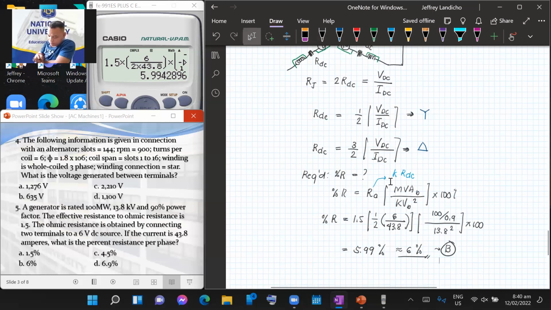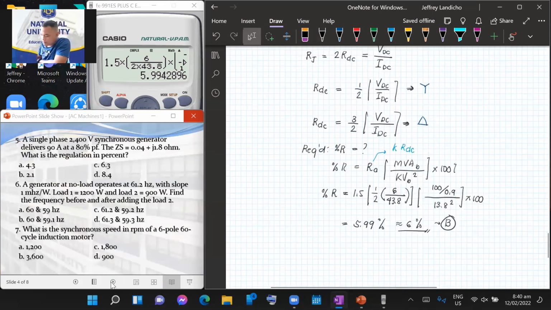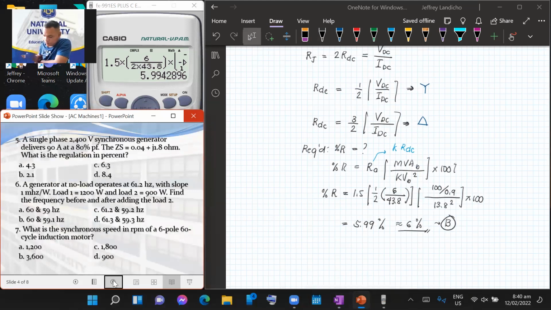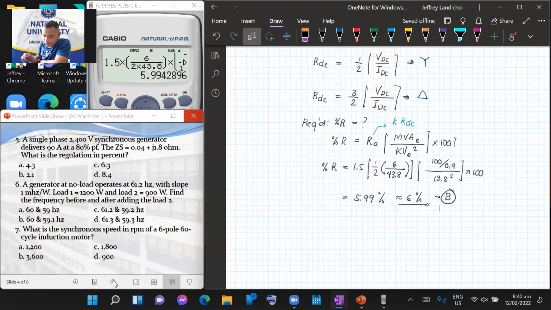Okay, so let me go back to problem number 5. Let us try number 5 again. Another 5. 5.2. A single phase synchronous generator delivers 90 ampere at 80% power factor. So what is the percent regulation?